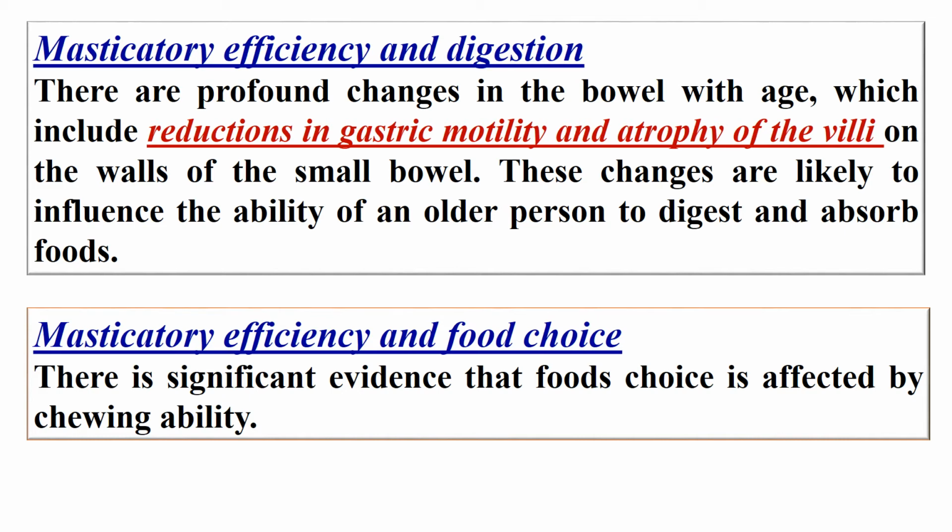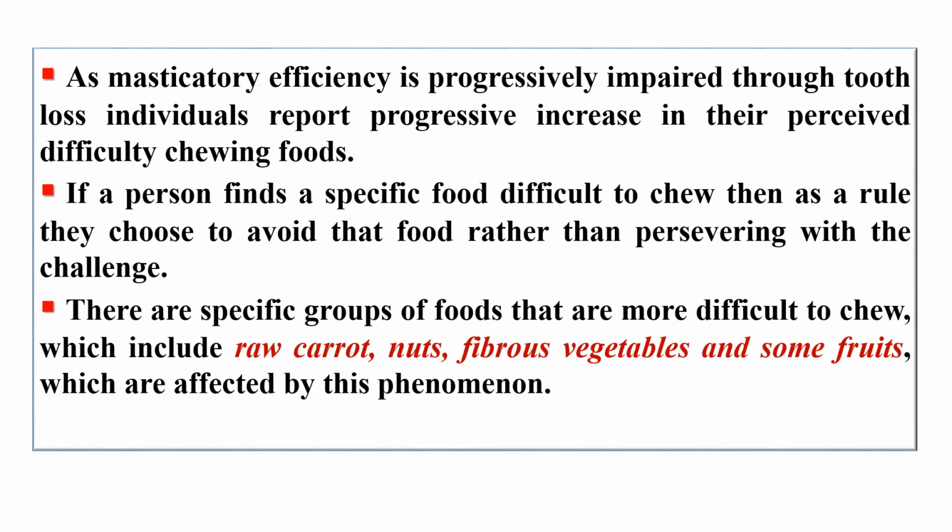There is significant evidence that food choice is affected by chewing ability. As masticatory efficiency is progressively impaired through tooth loss, individuals report a progressive increase in their perceived difficulty chewing foods. If a person finds a specific food difficult to chew, then as a rule they choose to avoid that food rather than persevering with the challenge.